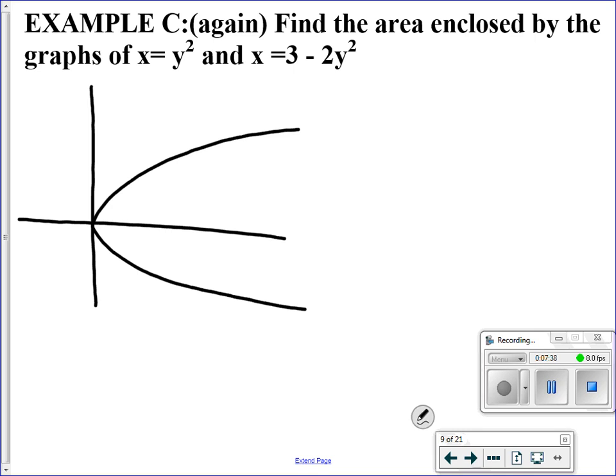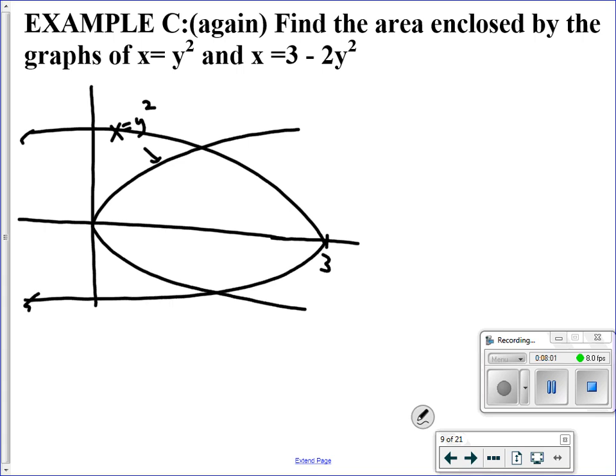The other one's also quadratic. It will also be a parabola. And for this other parabola, let me just label this one first. The greatest x will ever be is 3. So this one is going to go the other way. So it'll start at 3, and then it'll go the other way. All right, so this parabola is x equals 3 minus 2y squared.